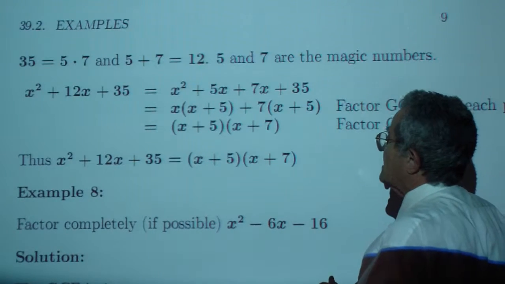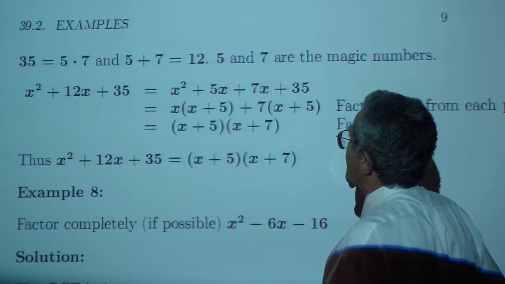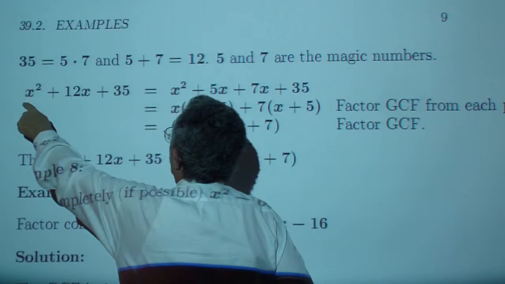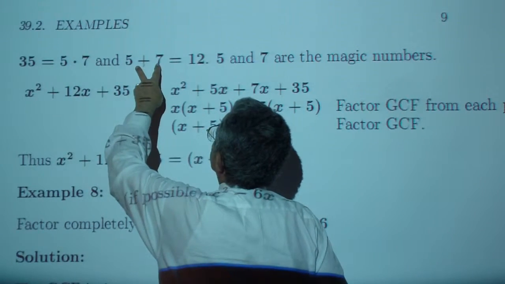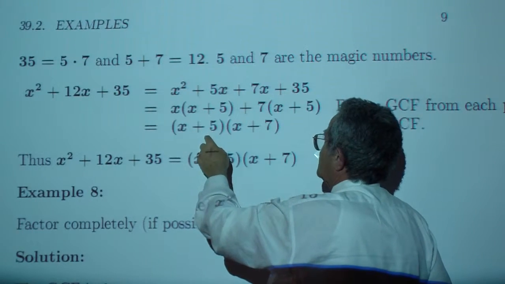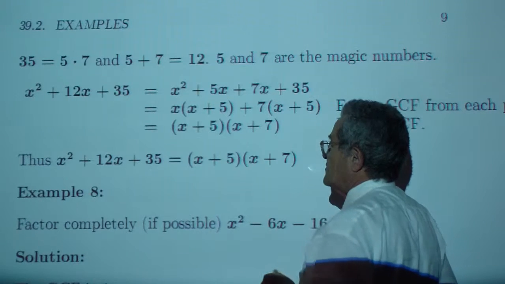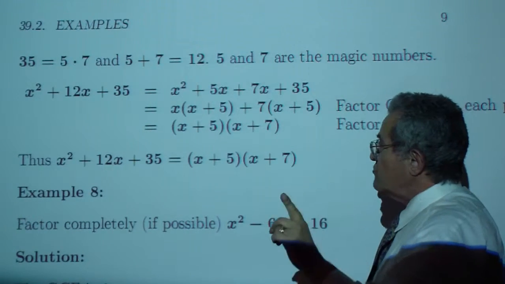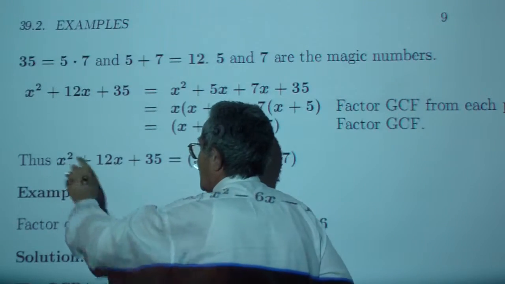We will see later that you can use the magic numbers immediately, but only if you have 1 times x squared. So once you come up with the magic numbers, 5 and 7, you can put in x plus 1 magic number and x plus the other magic numbers immediately. But again, warning, only when x is equal to 1.